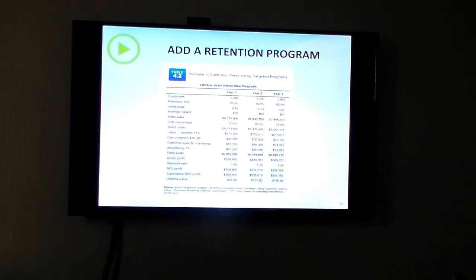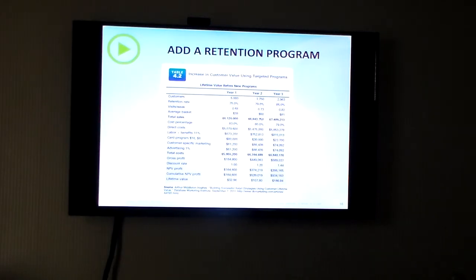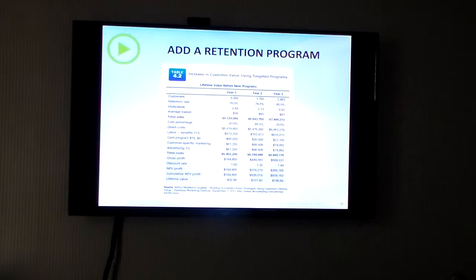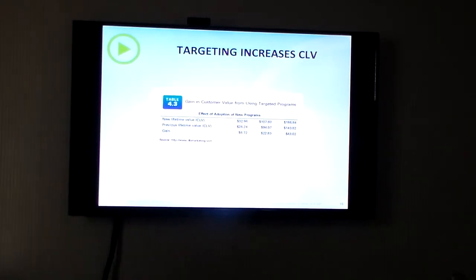So when you add a retention program, that improves even more. Because if you're focused on trying to retain your customers, that's going to improve your sales to a level that keeps them stable and keeps them coming back. So you need to find different loyalty methods in order to do that. And we're going to speak about some of those loyalty methods.